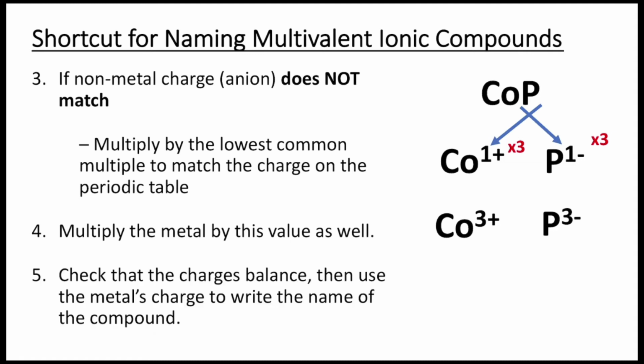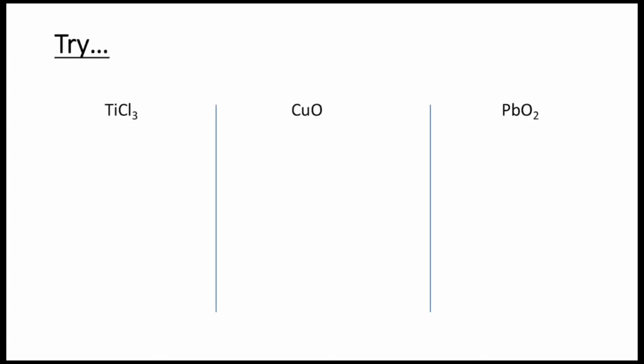Then we want to check the charges balance, so it should equal out. And then because it was originally a 1-to-1 ratio, a 3-to-3 ratio is still a 1-to-1 ratio. Then you can write the name of the compound. In this case, because of the 3 plus charge on cobalt, that means we have cobalt(III) phosphide. So take a moment to pause here and then try these 3 examples.